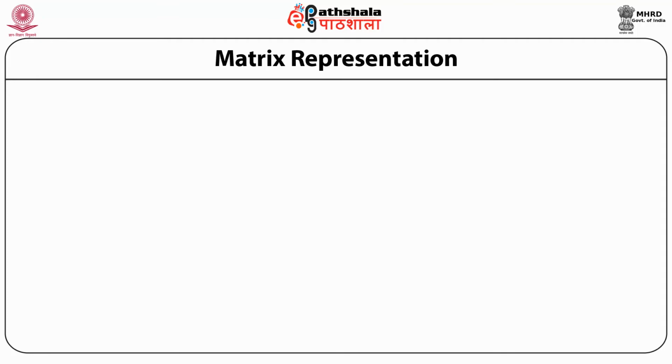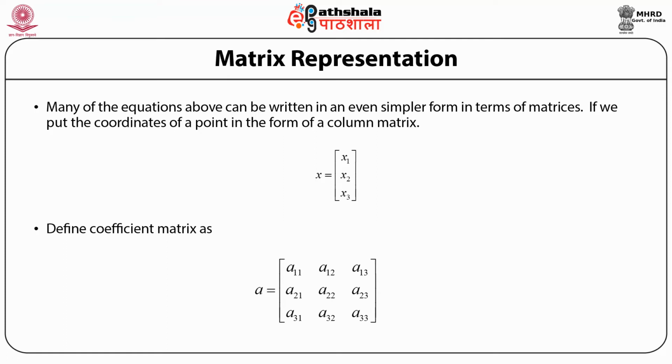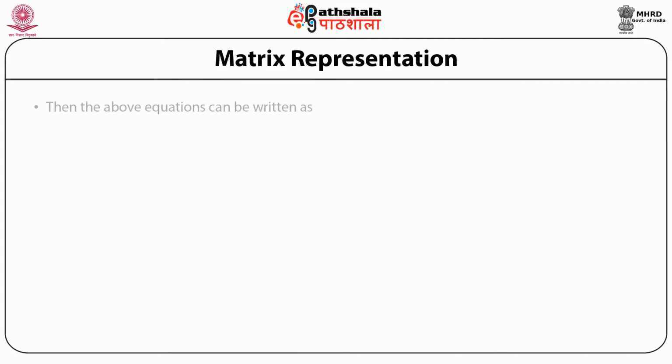Matrix representation. Many of the equations above can be written in an even simpler form in terms of matrices. If we put the coordinates of a point in the form of a column matrix, that is x equals x1, x2, x3, then we define the coefficient matrix as A equals a11, a12, a13, a21, a22, a23, a31, a32, a33. Then the above equations can be written as x dash equals Ax, x transpose x equals x dash transpose x dash, and A transpose A equals I.